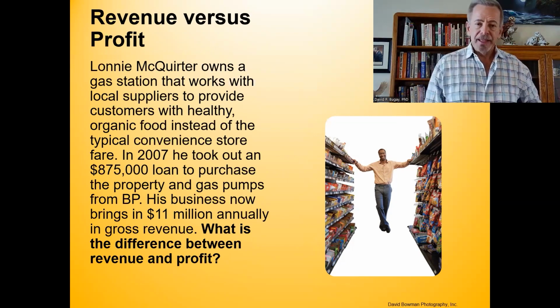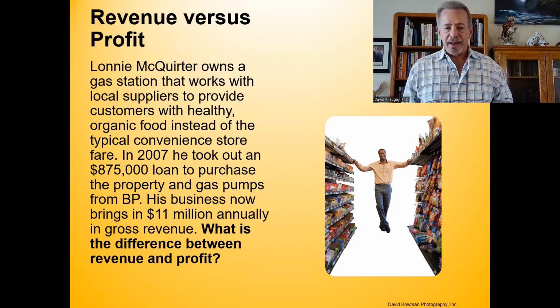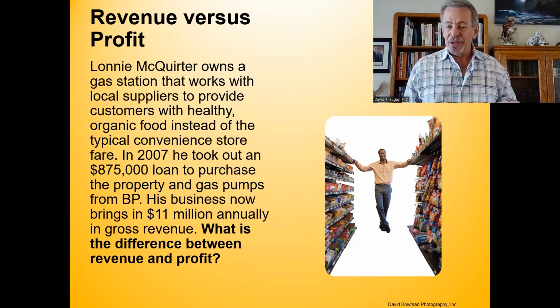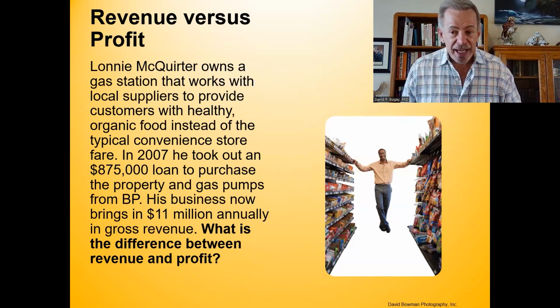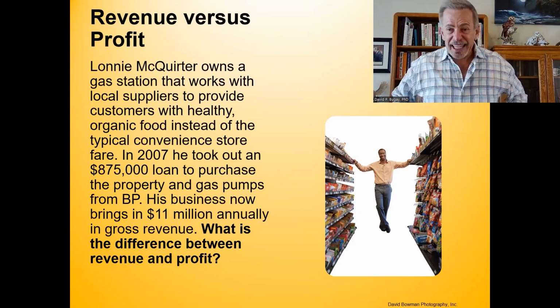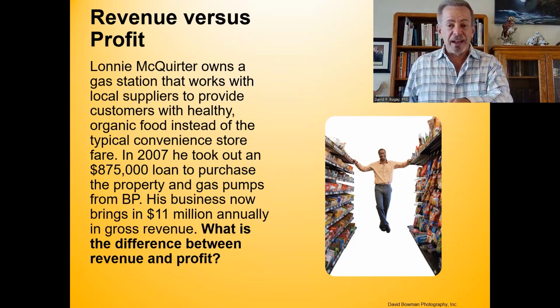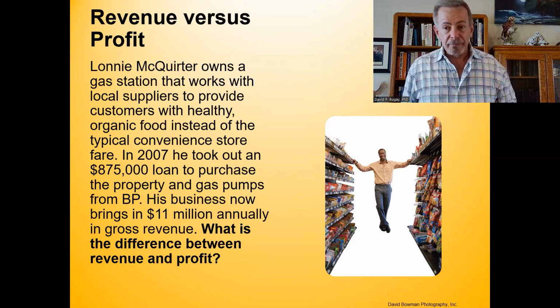Lonnie here. He has a gas station. He wanted to have healthy organic food. Lonnie makes a lot of money. He makes $11 million gross food. But Lonnie, he says he's an organic food guy, healthy food. Take a look. He's got Cheez-Its on those racks, and he's got candy that you and I like to eat. We know it's bad for us, and Lonnie's selling it to us. Lonnie, you got to watch it. He sure is a sharp businessman, though.